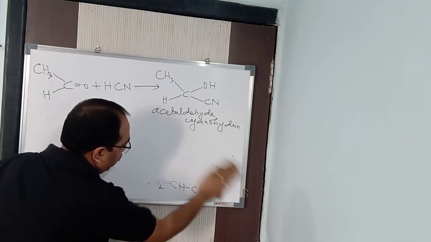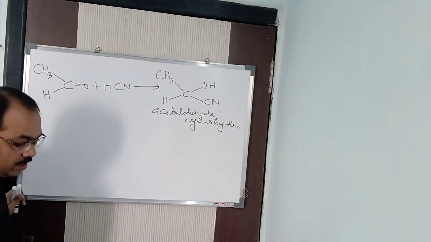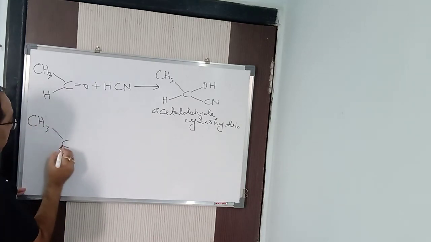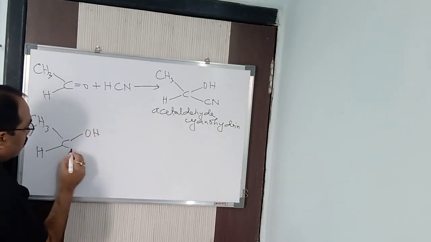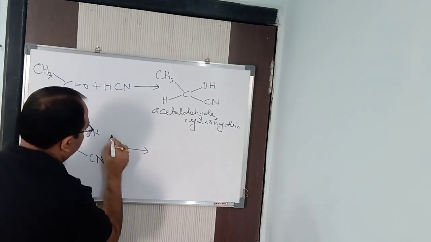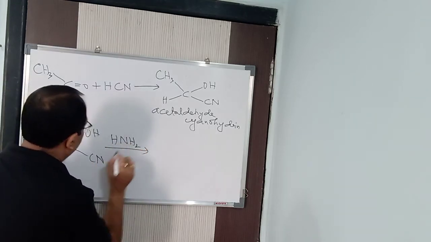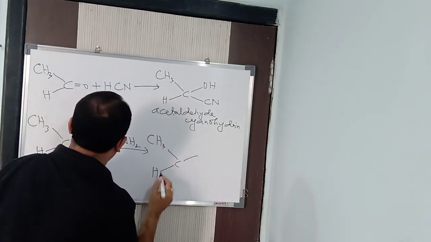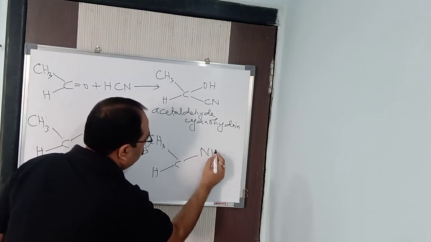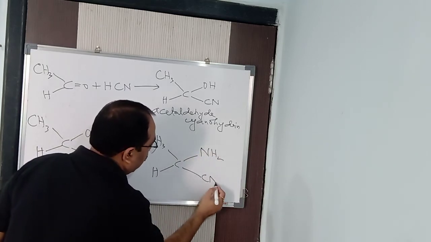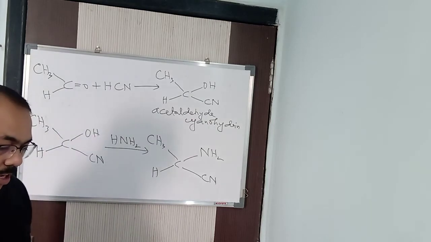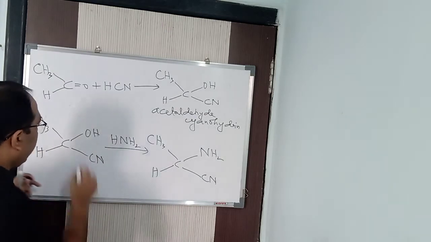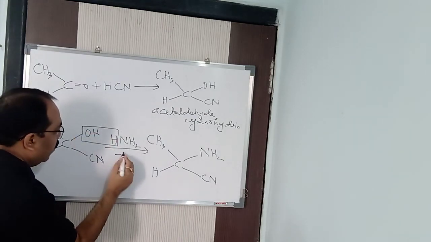One reaction I have said. Now next, another reaction. When it reacts with ammonia, what is going to happen? See it. CH3, CH, OH and CN. When it reacts with ammonia, which we generally write as NH3, what will you be getting here? CH3, CH, here it will be NH2, and here it will be CN. Got it? Now you might be wondering where that OH group has gone. This OH reacts with H to form water.